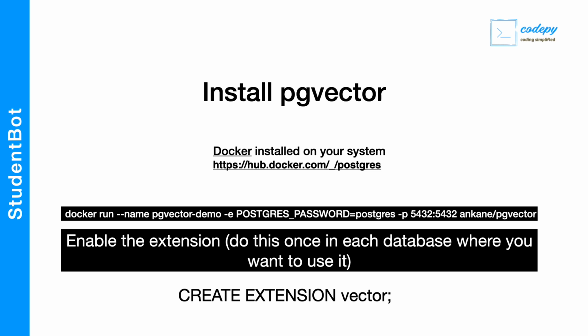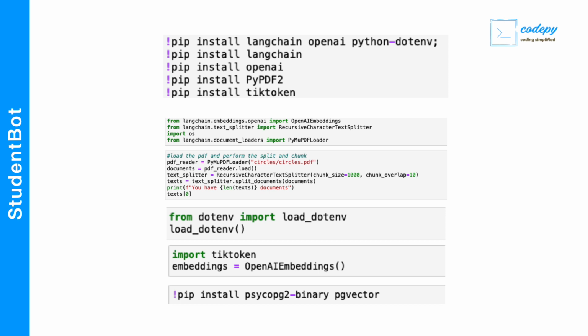Once it runs, you can access your Postgres from port 5432 on localhost, and then you can use pgAdmin to log in to your Postgres. Once you log in and access your database named PG Vector Demo, please enable the extension with the query CREATE EXTENSION vector. Once you are done, your PG Vector has been enabled. I hope you are with me so far.